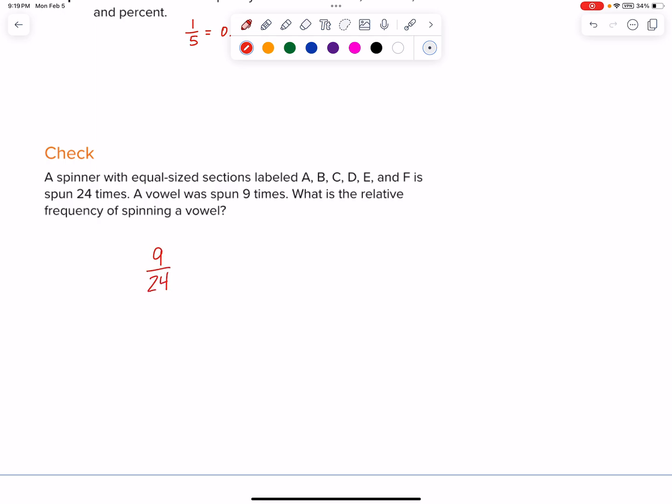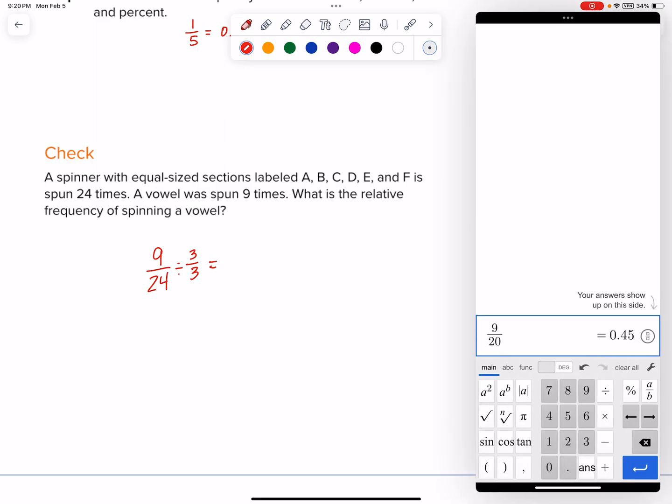And then you can simplify the fraction. So let's go ahead and try dividing by 3 over 3. You can also, if you want, okay, I'm going to clear this. You could just do 9 divided by 24 and then change the decimal to a fraction there and see that it would just be 3/8. So if you want to just simplify it using Desmos, that's fine too.